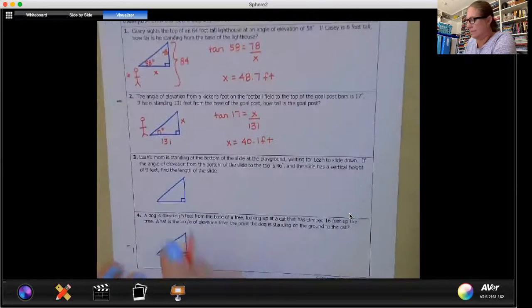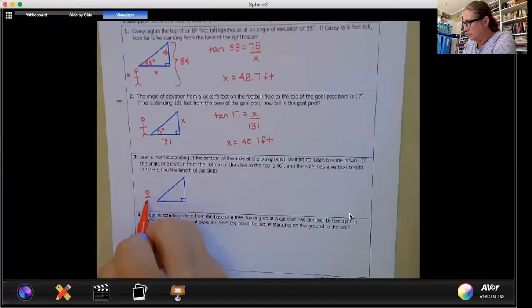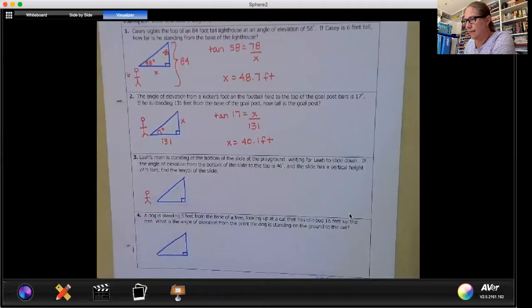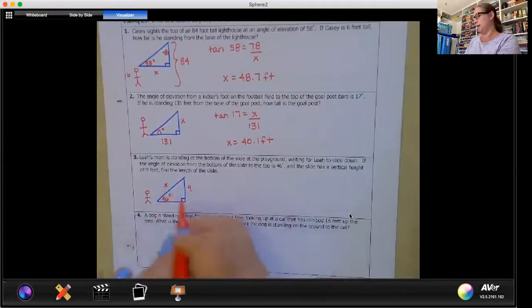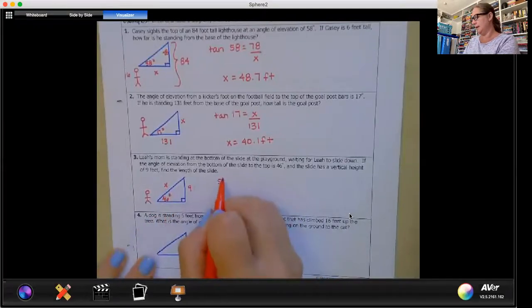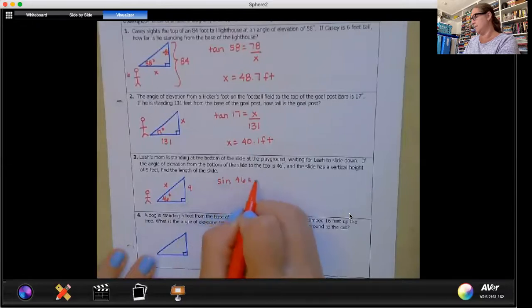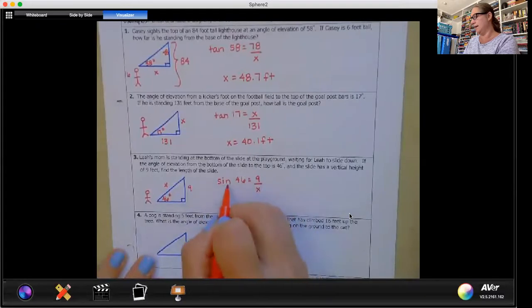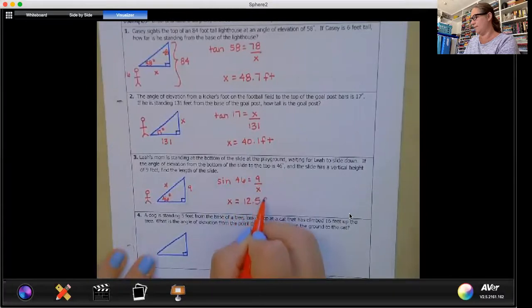Leah's mom is standing at the bottom of the slide, waiting for Leah to slide down. The angle of elevation from the bottom to the top is 46 degrees. The slide has a vertical height of 9 feet. Find the length of the slide. So opposite and hypotenuse is sine: sine 46 equals 9 over x. 9 divided by sine 46 is 12.5 feet.